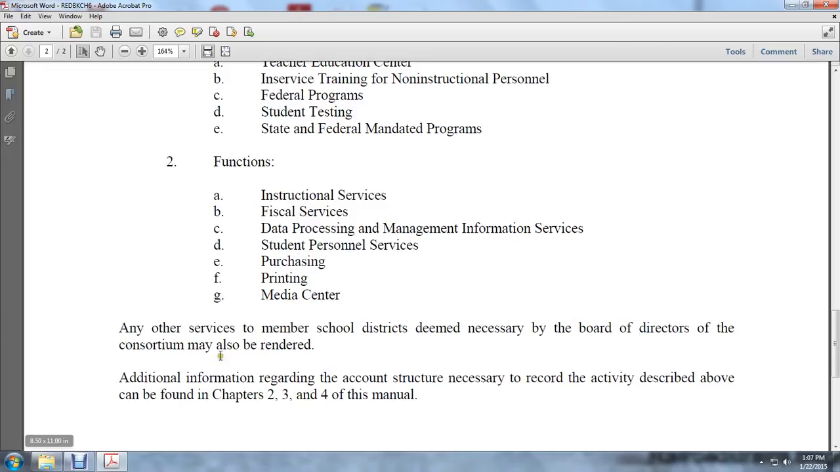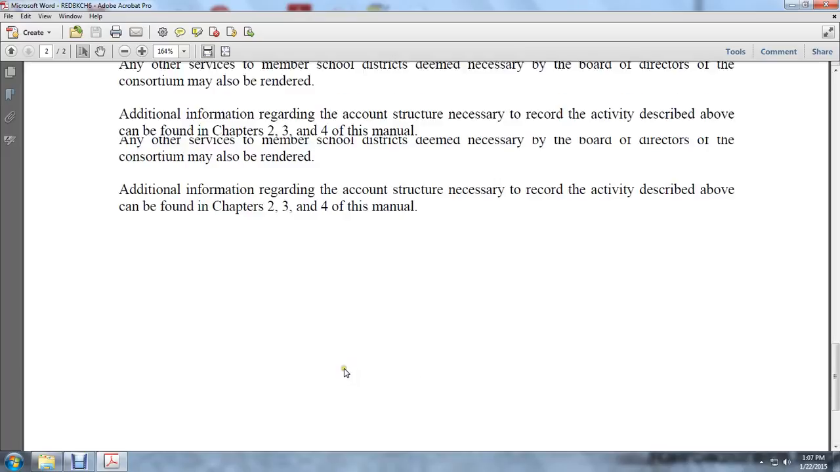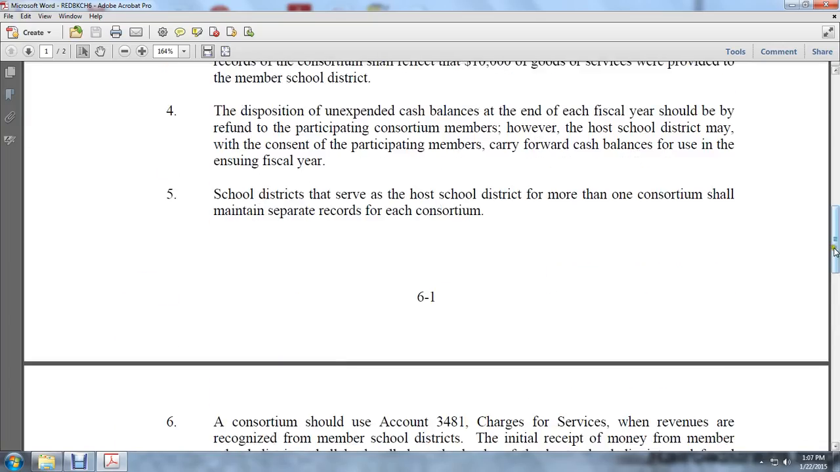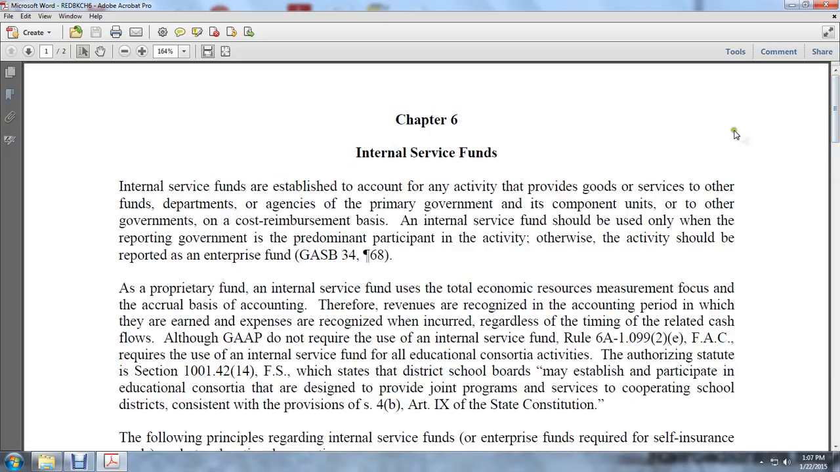may also be rendered. Additional information regarding the accounting structure necessary to record the activity described above can be found in Chapters 2, 3, and 4 of this manual. And that is Chapter 6 of the Red Book, Internal Service Funds.